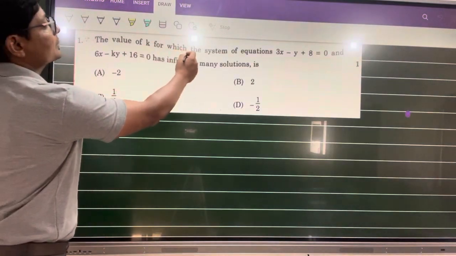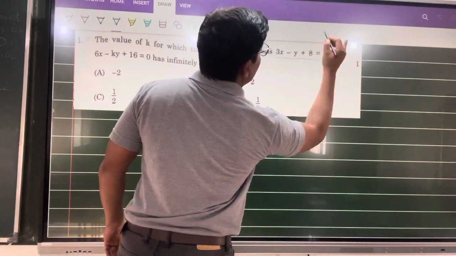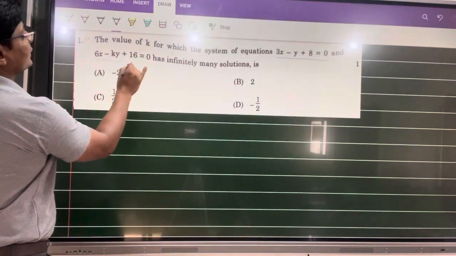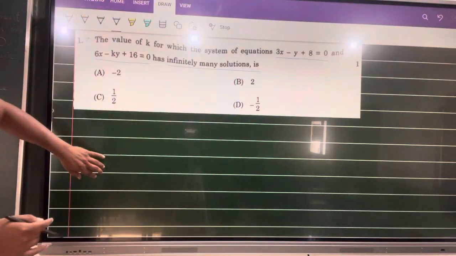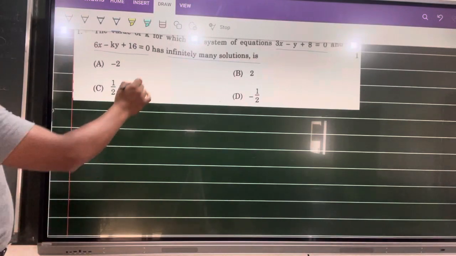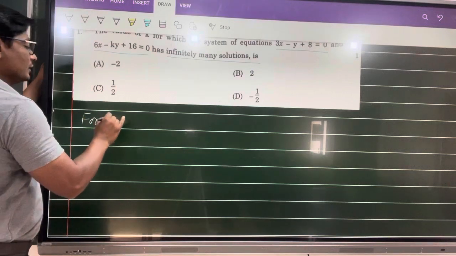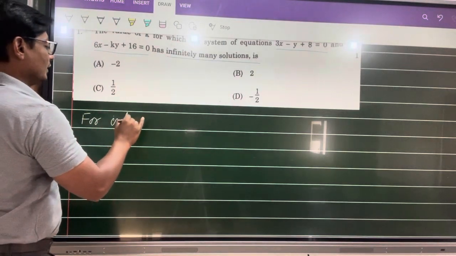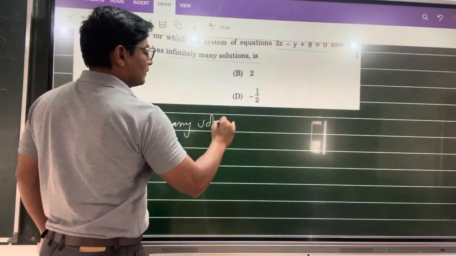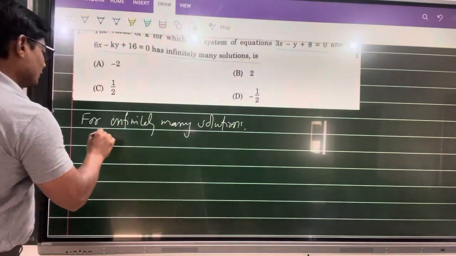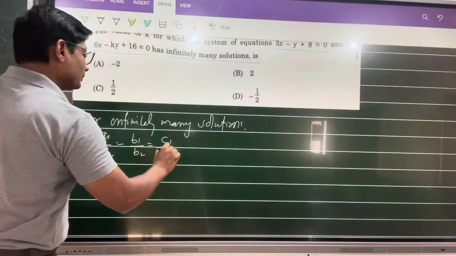The value of k for which the system of equations 3x minus y plus 8 equal to 0 and 6x minus ky plus 16 equal to 0 has infinitely many solutions is. So they have given two linear equations and a condition of infinitely many solutions. Therefore we know that for infinitely many solutions, the coefficient ratios will be equal: a1 upon a2 equal to b1 upon b2 equal to c1 upon c2.